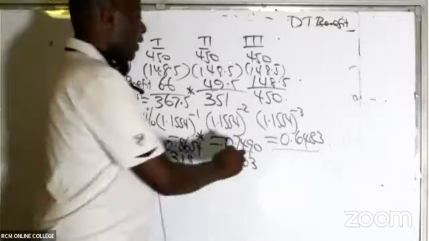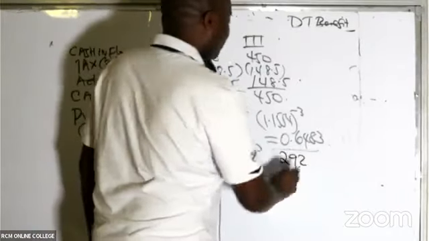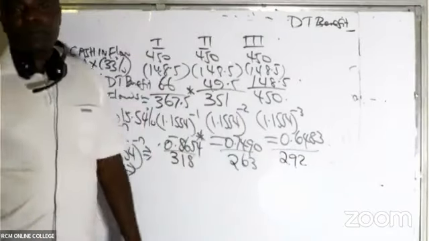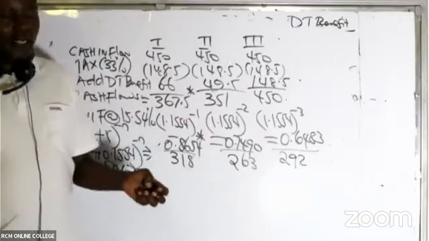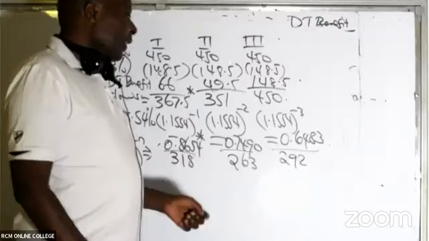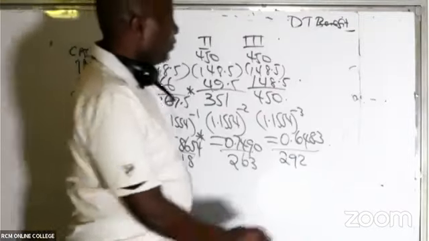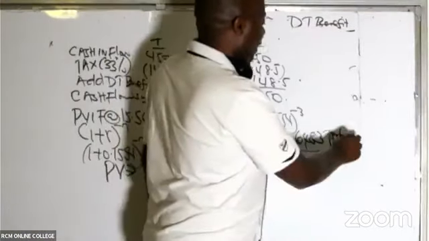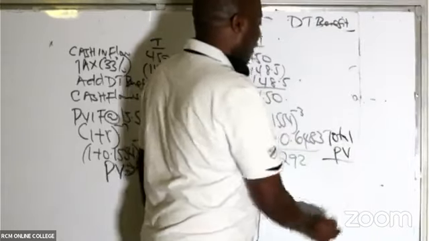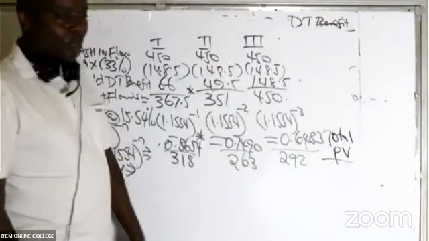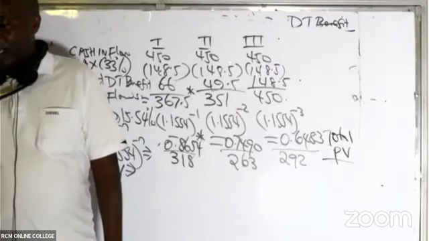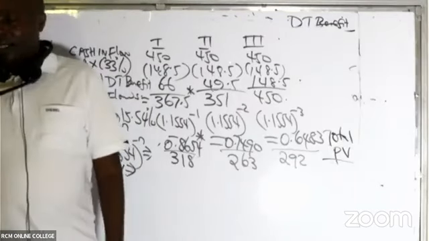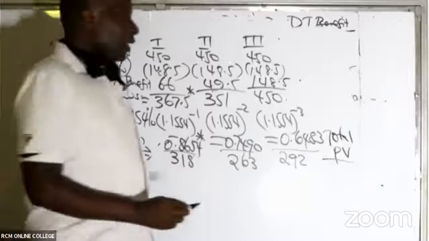292. So after getting this, what do you think will be the next thing to do? We add, isn't it? Because now they are present values. So you add and give me the total PV, the total present value. When you add the 3, 292, yeah, 873.